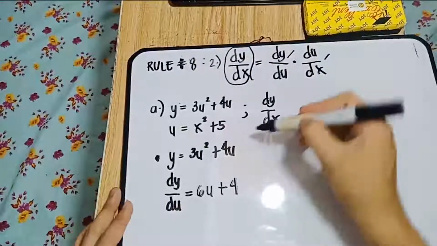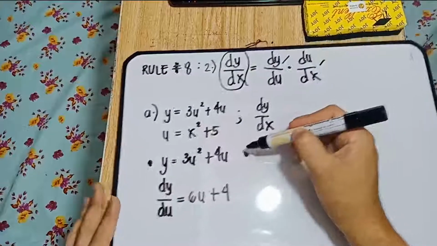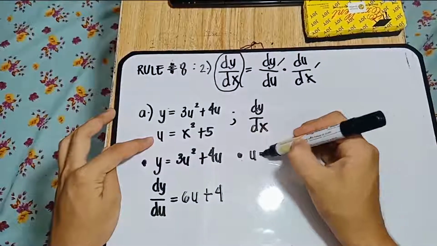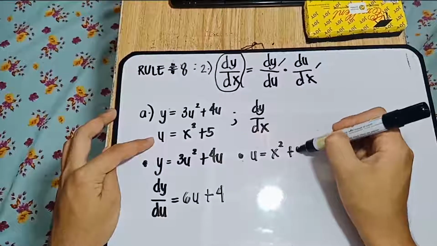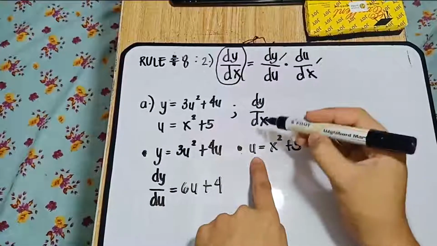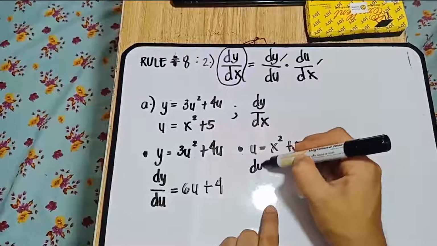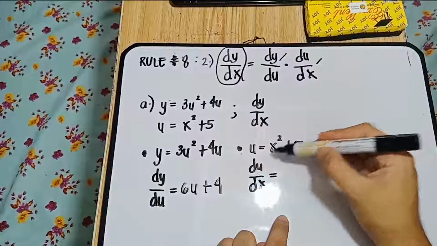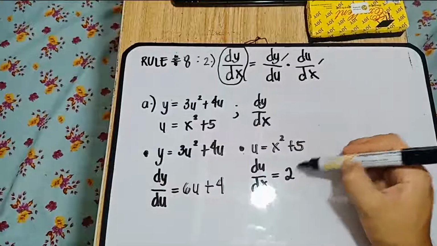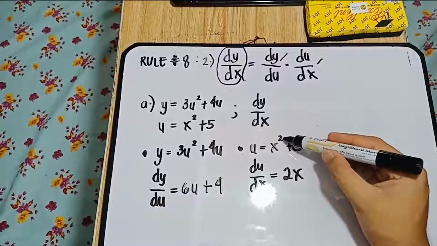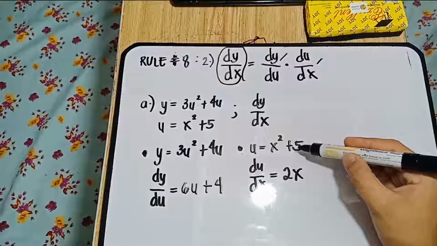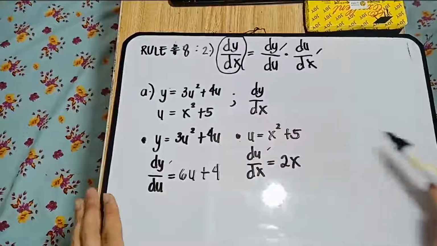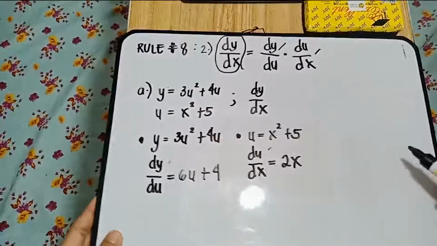Next natin kukuhanin ay yung du over dx. So, dito natin makukuha yon. U equals x squared plus 5. Now, the derivative of u in terms of x is du over dx equals power rule. Bababa ko yung 2 doon, kokopyahin ko yung x, mababawasan ng isa yung 2, that is 1, plus 0. So, meron na tayong dy over du and du over dx.